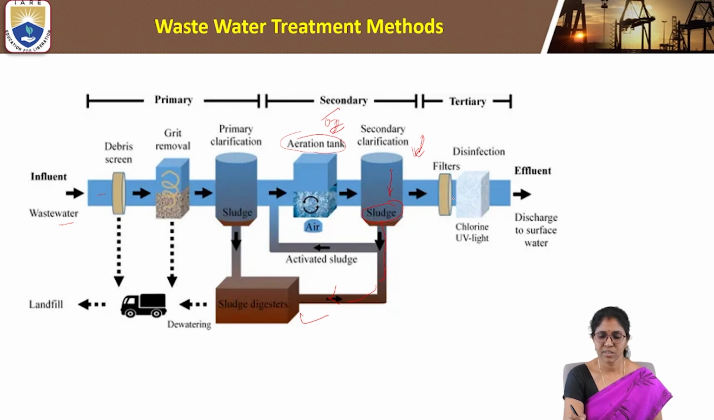After that, it undergoes filtration. After that, there is disinfection. So we can get fresh water, which is discharged to the surface water. This disinfection is taking place by using chlorine as well as UV light. So these are the wastewater treatment methods. This is the explanation about the wastewater treatment methods.